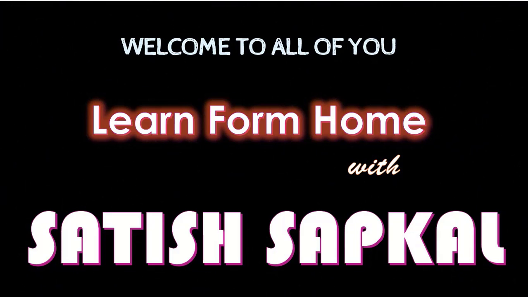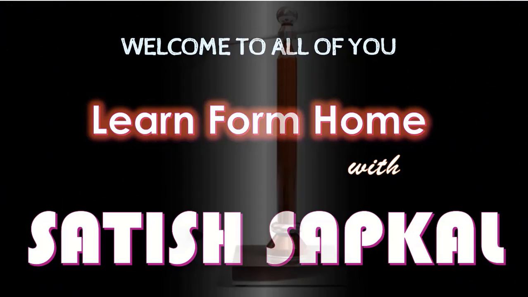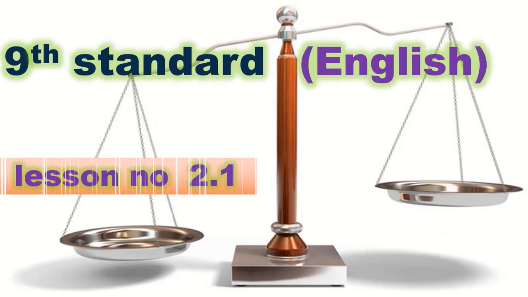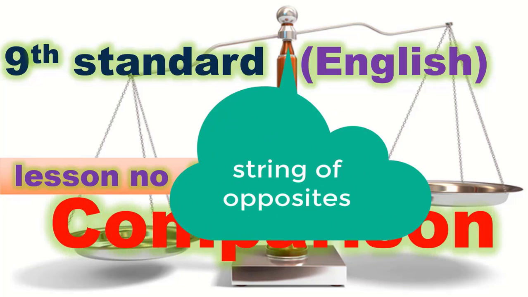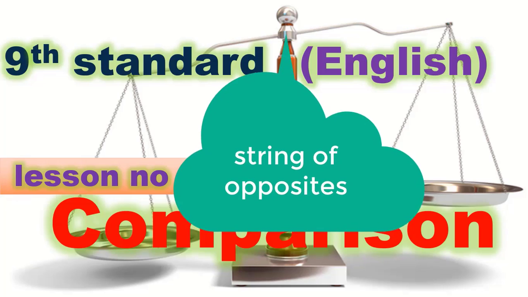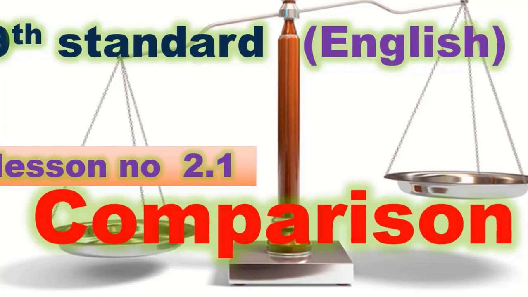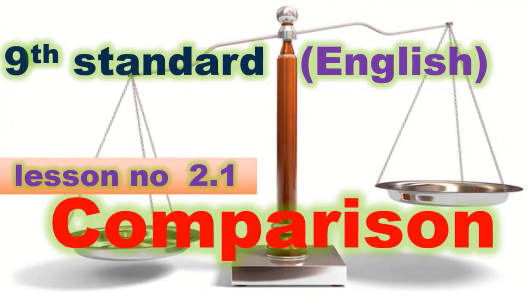Dear students, our today's topic is 9th standard English subject lesson number 2.1. Name of the poem is Comparison. The poem is a string of opposites. Comparisons are made with opposite pairs having at least one common feature, and the poem brings forth the vast diversity in the world around us. The poem is very simple to understand, so let's start this poem.